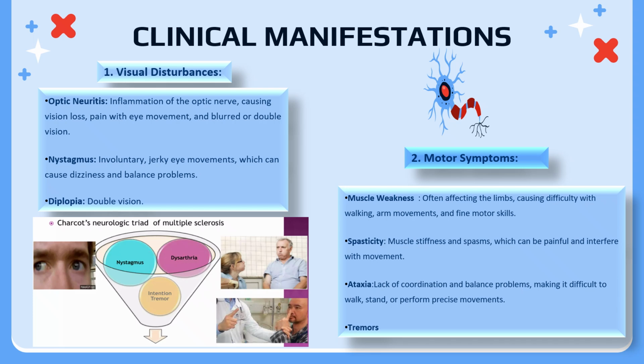Articulate means you cannot form your words. And there is something called intention tremor. So these three combining together form your triad, Charcot's triad. Intention tremor is involuntary tremors of your limbs, maybe hands, maybe legs, whatever.